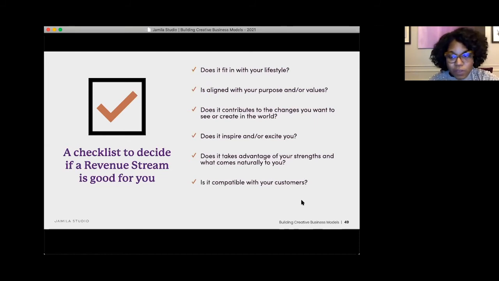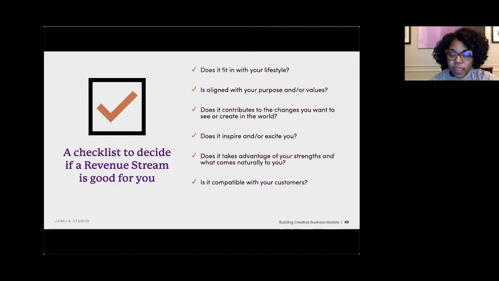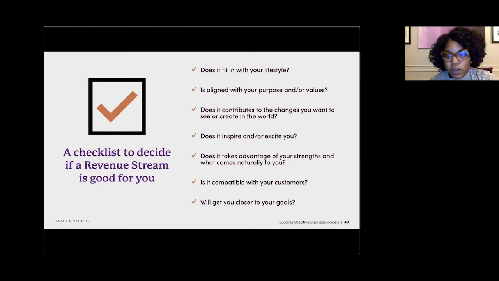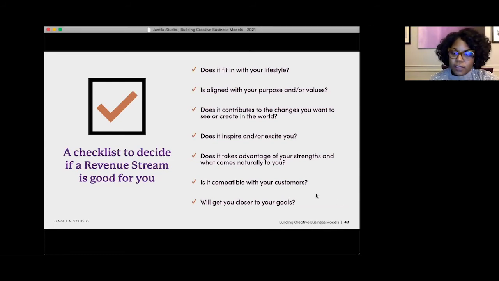Is it compatible with your customers? So always make sure that whatever your revenue is, the people that you are targeting want to pay in that way. And then will it get you closer to your goal? So if you know that your goal is to have a mansion and a yacht, you might need lots of different revenue streams, or you might need revenue streams that provide higher price points. Make sure that the revenue streams that you're picking get you closer to your goals.